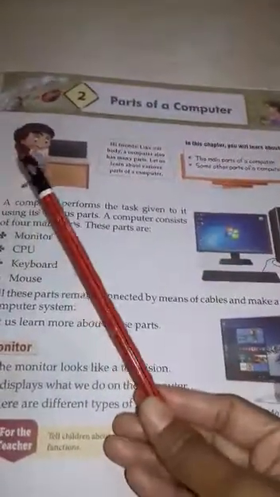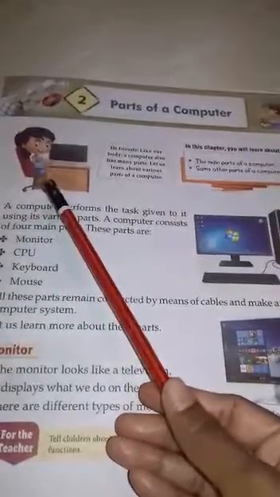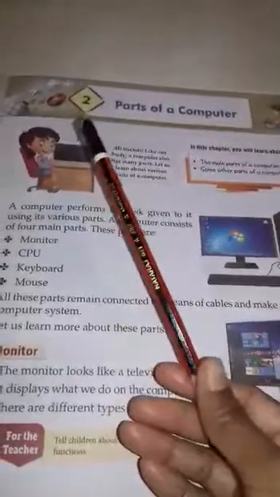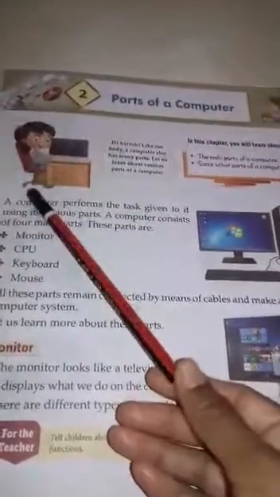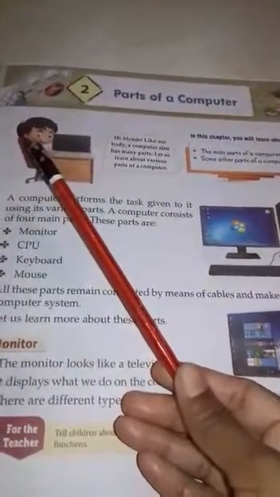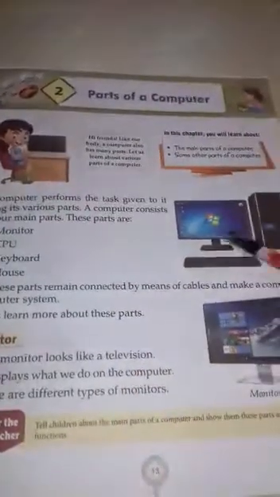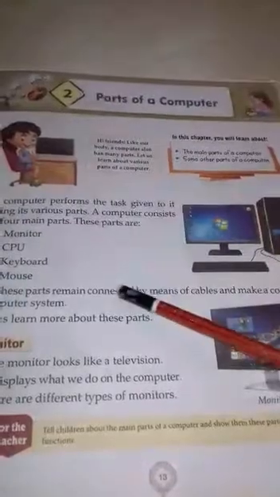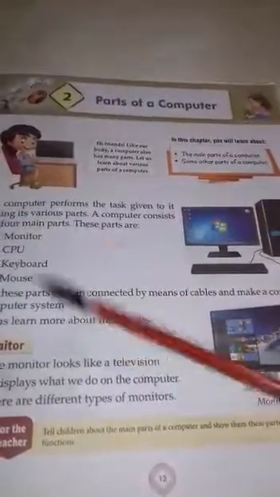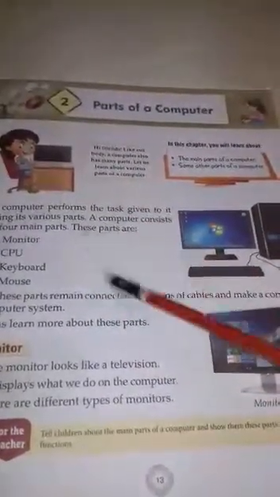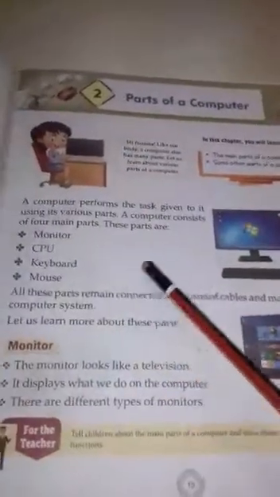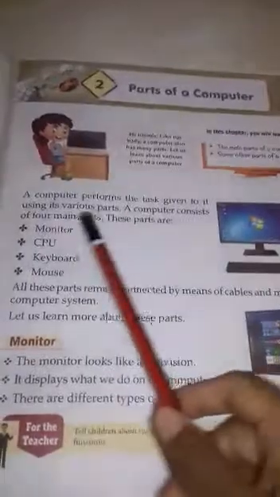Children, we all know that our body has different parts like eyes, ears, nose, mouth and legs. All those are different parts of our body. Similarly, a computer also has different parts. So in this chapter we will learn about the different parts of a computer. So let's start our lesson.